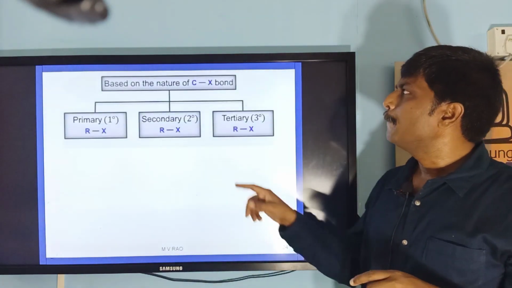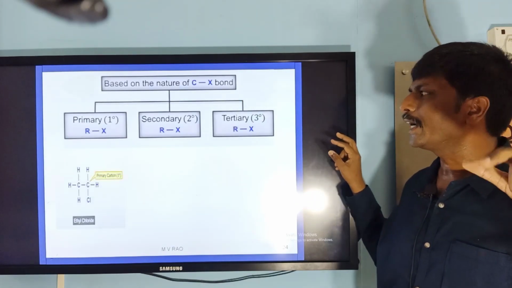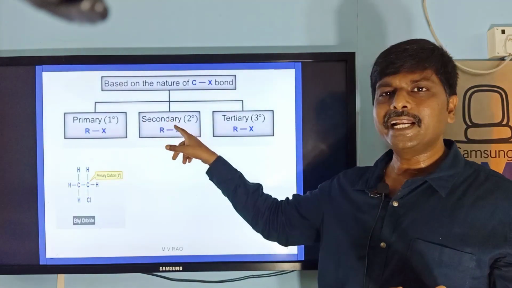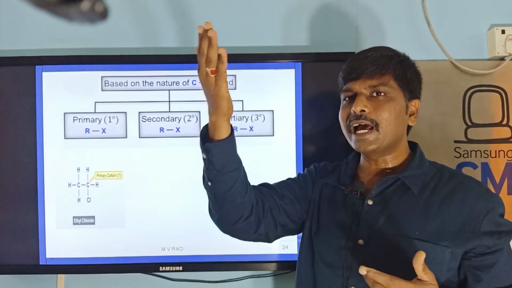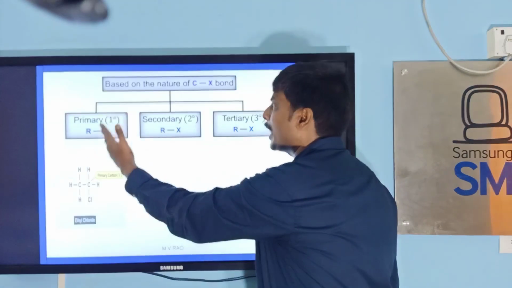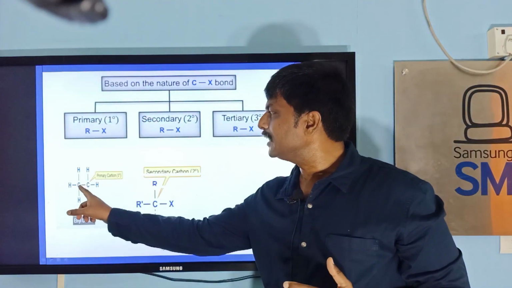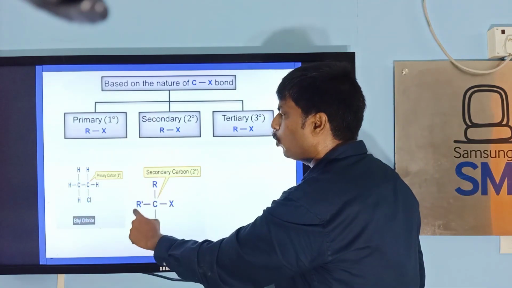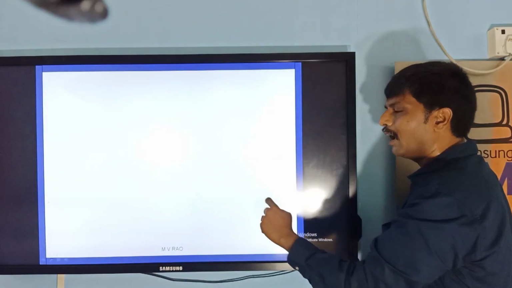Now you see, based on the nature of the C-X bond, monohalo derivatives are again classified into 3 types: primary alkyl halide, secondary alkyl halide, tertiary alkyl halide. It is primary because C is attached with only one C. It is secondary, C is attached with 2 alkyl groups. It is tertiary, here carbon is attached with 3 alkyl groups.